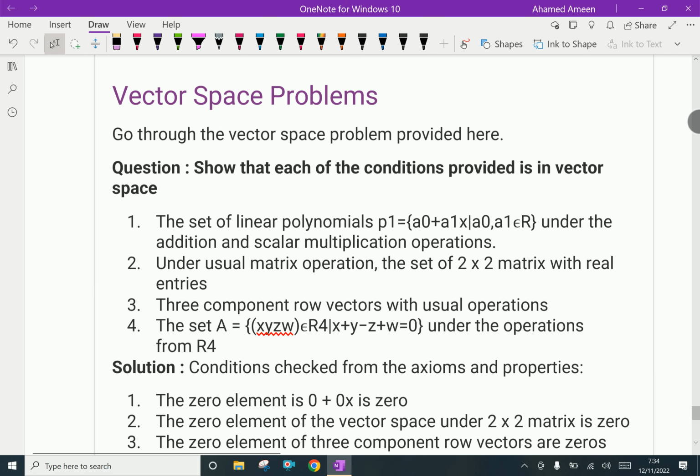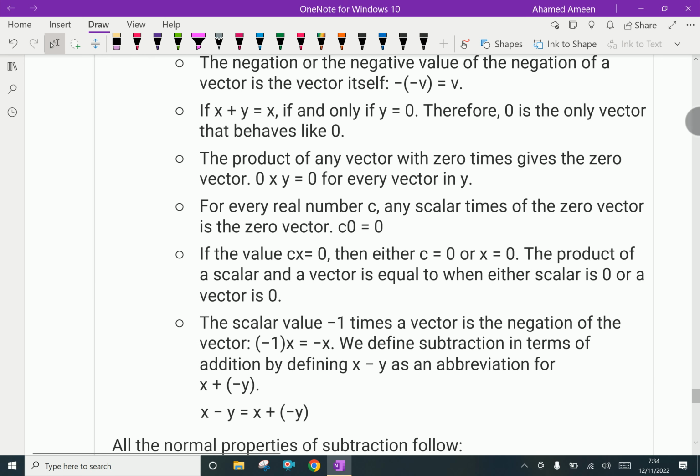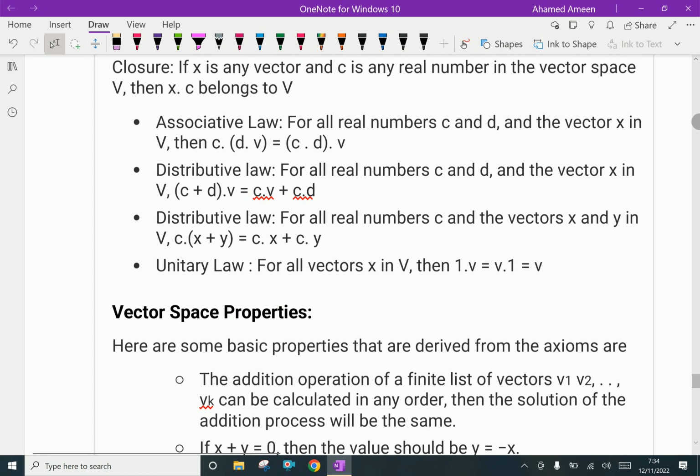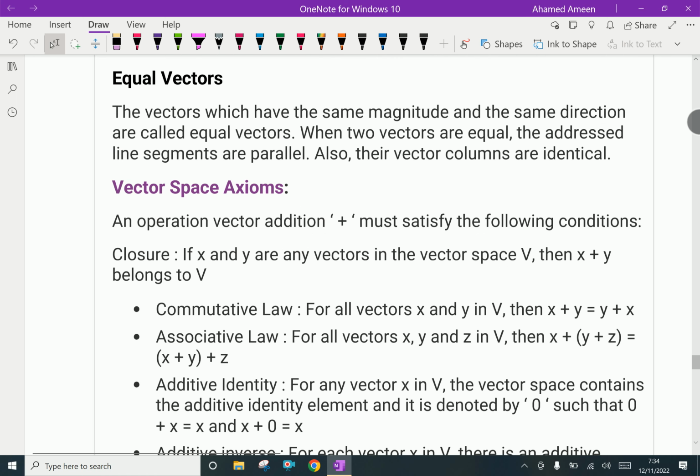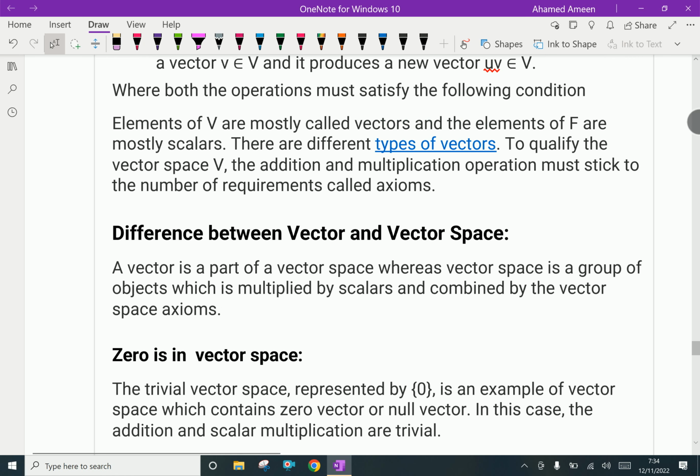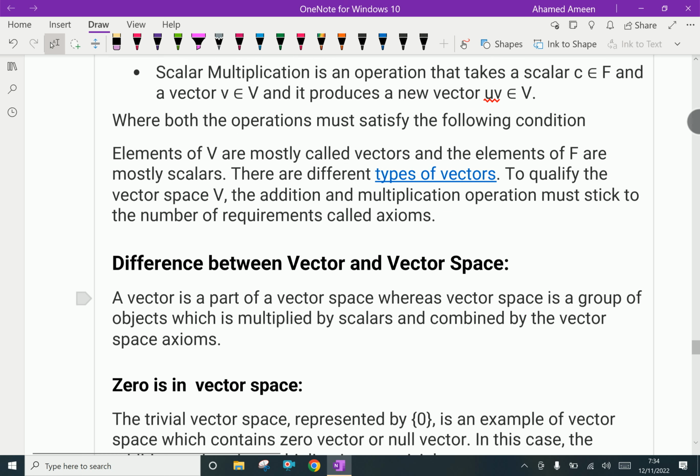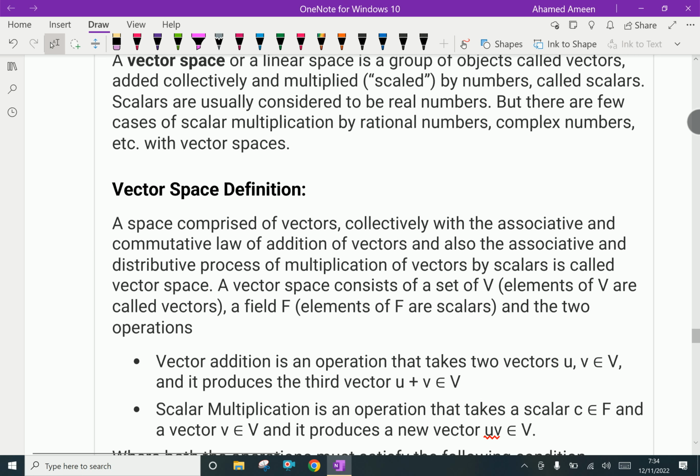Here we discussed theoretically the detailed explanation of the vector space. In further videos we will do detailed problem solving and explain further what R4 space is, like we can explain in further videos. We have done.